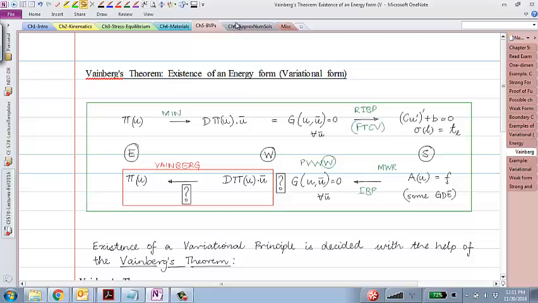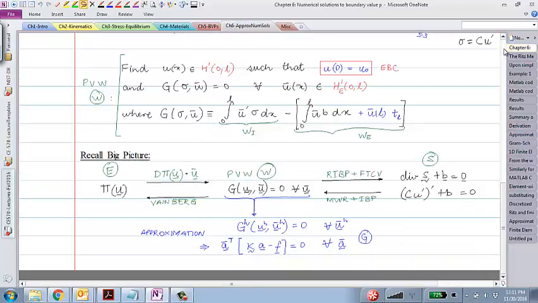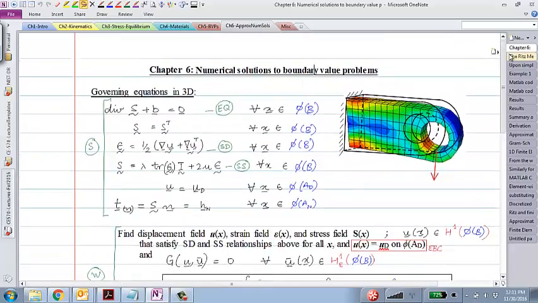So I'll give you a little taste of how to actually do the numerical approximate solutions using these weak forms. And that's the focus of this chapter 6, that actually I even covered a little bit in the Friday review session.